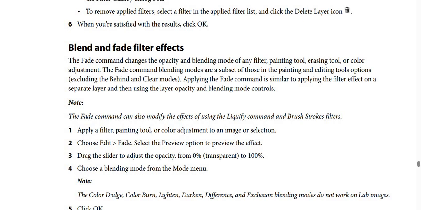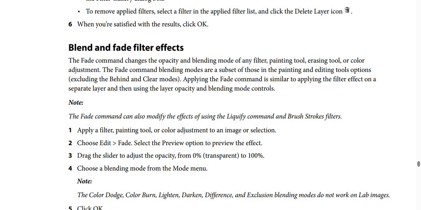We have steps. Step number 1. You should apply a filter firstly, then painting tool or color adjustment to an image or selection. Step number 2. You should choose edit, then choose fade, then select the preview option to preview the effect. Step number 3. Drag the slider to adjust the opacity from 0% transparent to 100%.